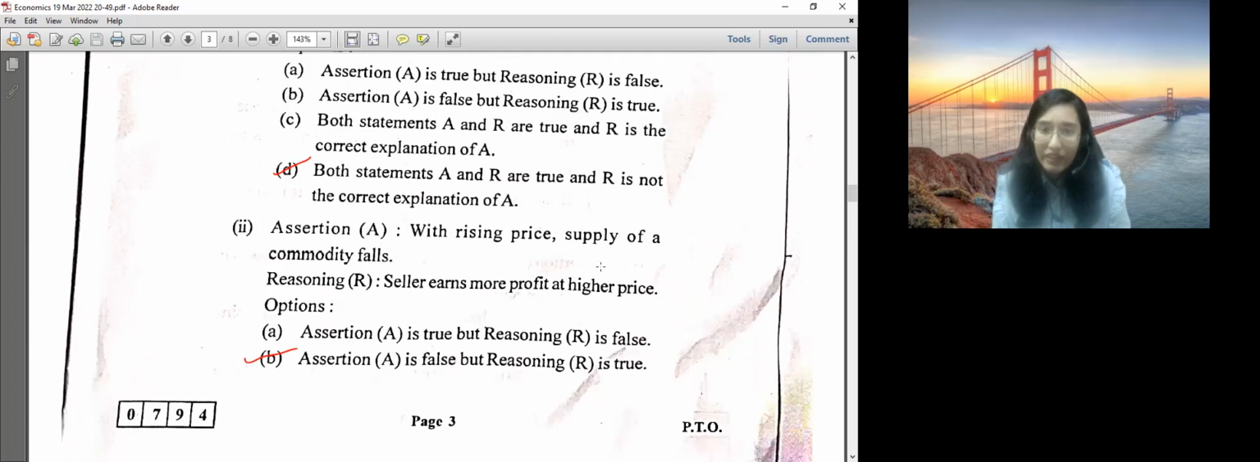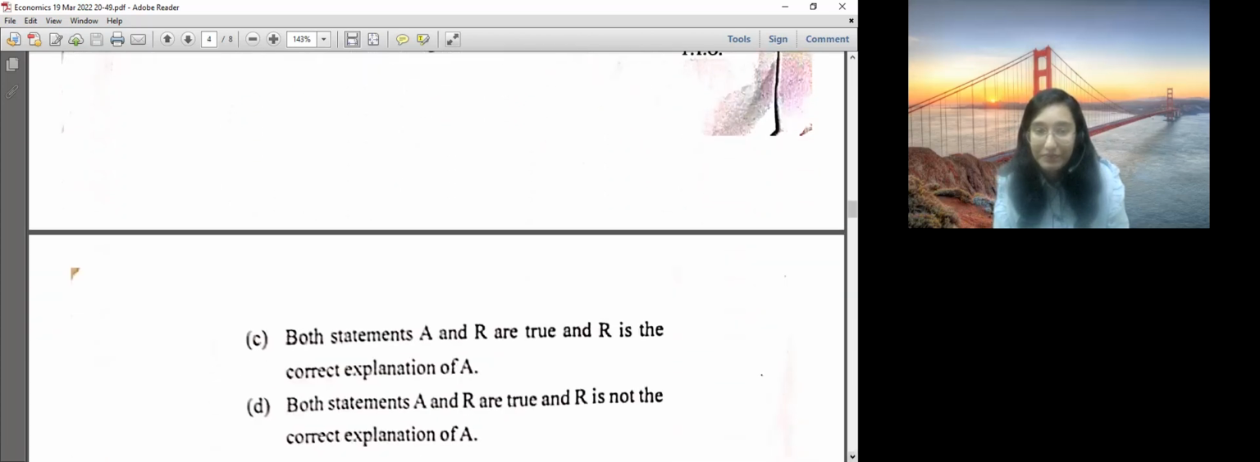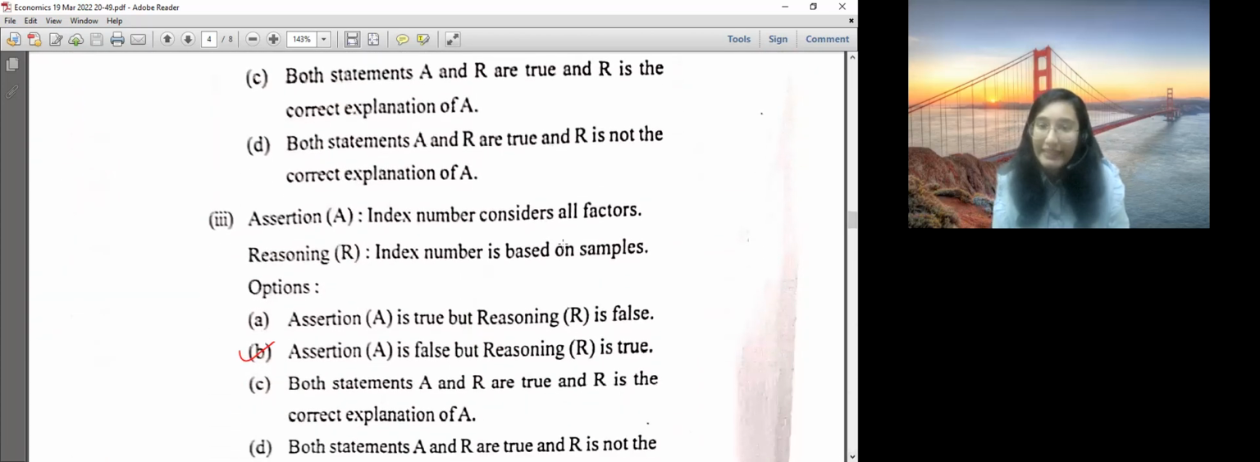Now, A: with rising price, supply of a commodity falls. That is false. But R: the seller earns profit at a higher price. That is true. When the price increases, the quantity also increases. That's the reason A is false. Next, index number considers all factors. That's false. But yes, it is based on sampling. That is true. Therefore, A is false, but R is true.